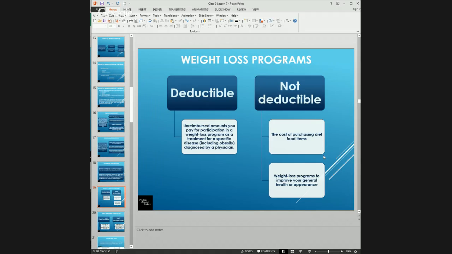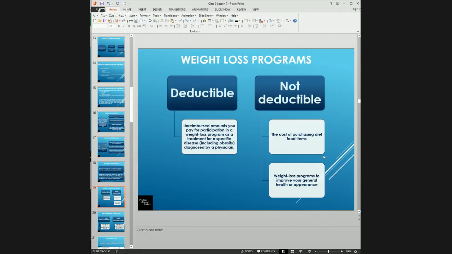Weight loss programs. Weight loss programs would be considered a deductible medical expense. Any unreimbursed amounts that you pay for participating in a weight loss program that has been prescribed as a treatment for a specific disease, which would include obesity, and that has been diagnosed by a physician, those would be deductible. What's not deductible is the cost of purchasing diet food. So any diet food items that would be included in those programs would not be deductible. Weight loss programs to improve your general health or appearance would not be deductible as well.